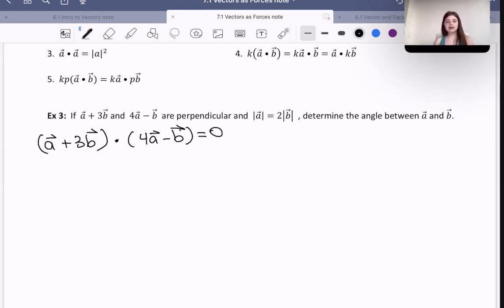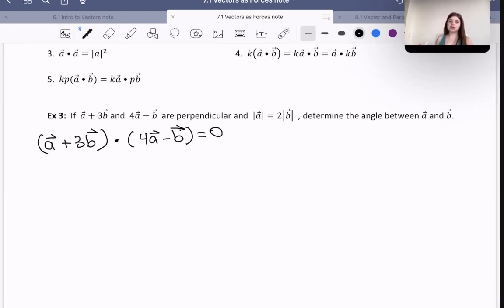Keep in mind here, even though we know that these vectors, some sort of combination of A's and B's, are perpendicular, that doesn't mean the vectors themselves are perpendicular. That doesn't mean A and B are perpendicular. It means these combinations are perpendicular, right? Okay, so let's take that fact and see what we can do with it.